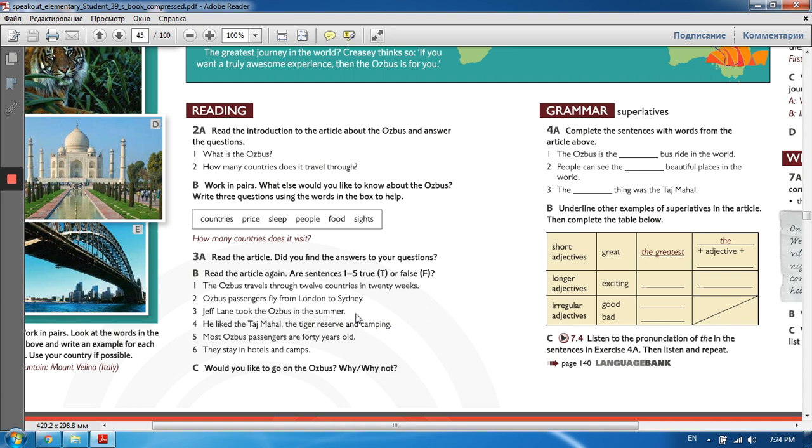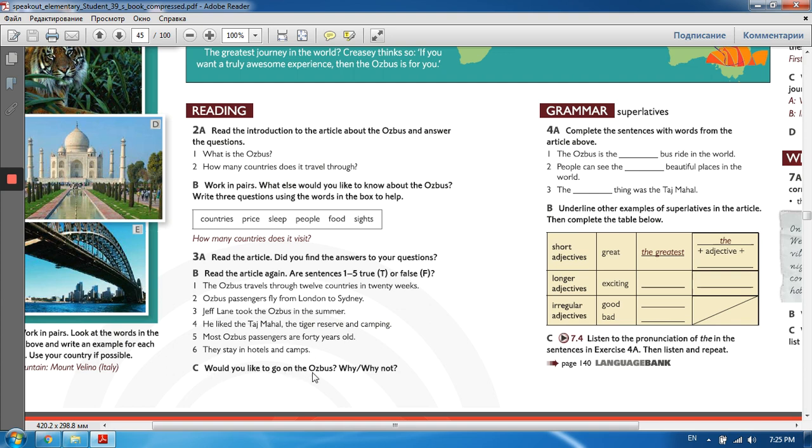3. Jeff Lane took the Ozbus in the summer. It's true. 4. He liked the Taj Mahal, the Tiger Reserve, and camping. It's false. 5. The most Ozbus passengers are 40 years old. It's false. 6. They stay in hotels and camps. It's true.